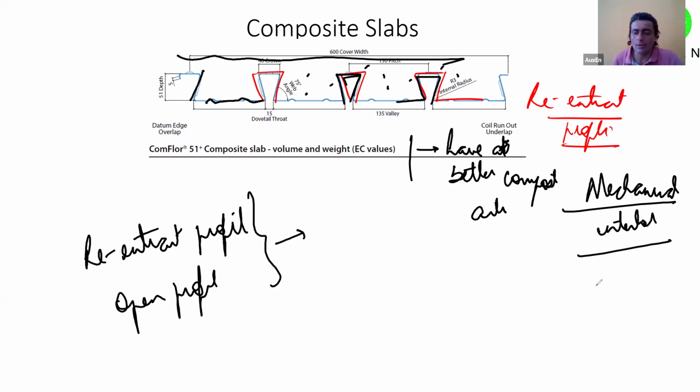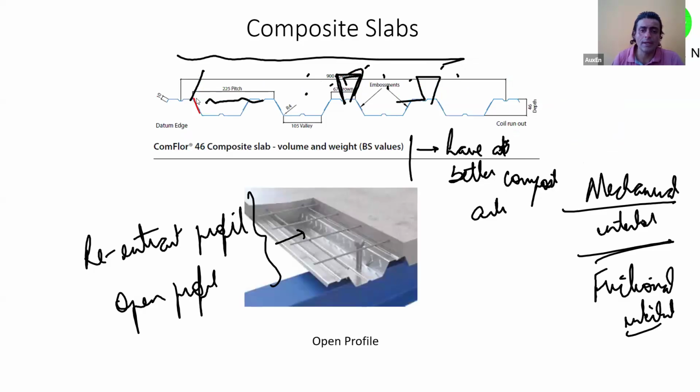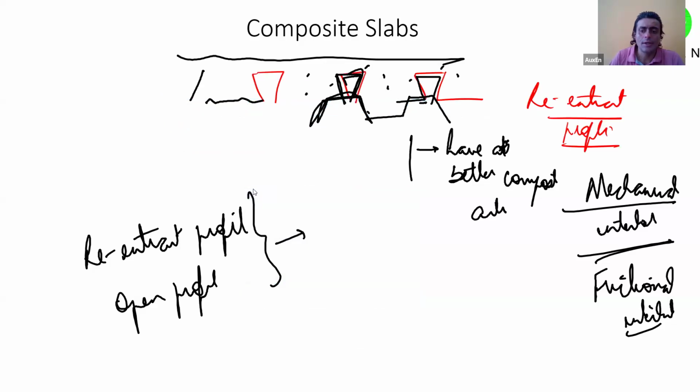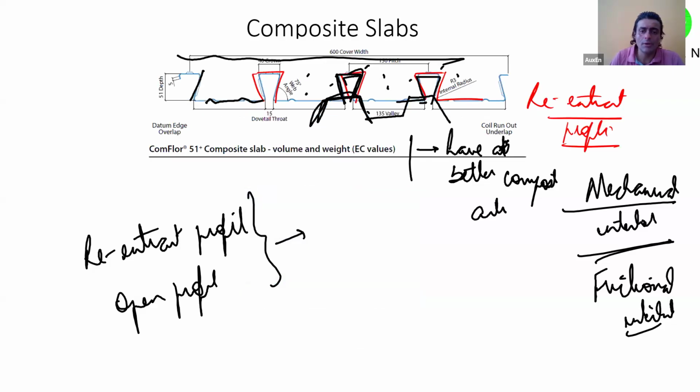So this shape is giving me good mechanical interlock, plus the dimples and these embossments give me frictional interlock. So there are two terms which we use: frictional interlock and mechanical interlock. The re-entrant profiles give me good mechanical interlock, and embossments and ribs help me get the frictional interlock. But in re-entrant profiles, I get better mechanical interlock than your open profile.